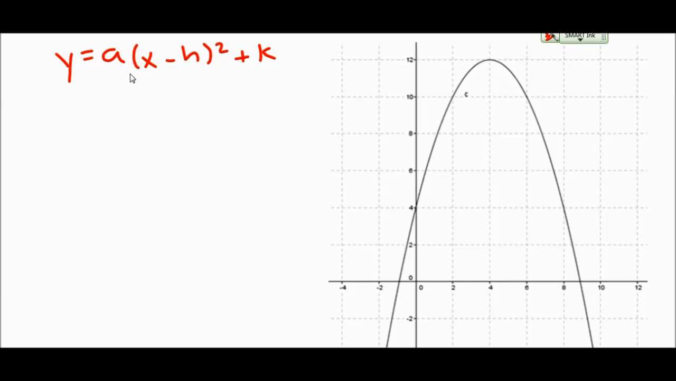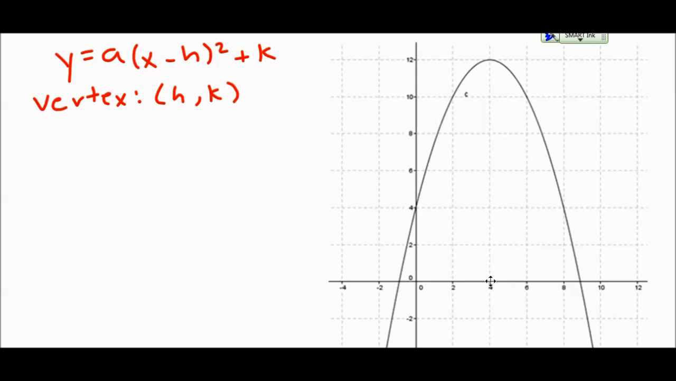So if you know anything about vertex form, the nice thing about it is that we know that the vertex of our graph is the point h, k. So it's very easy to write the equation of a parabola from the graph in vertex form because, well, all I have to find is a, h, and k. Well, the first thing I'm going to do is find the vertex because that gives me both h and k.